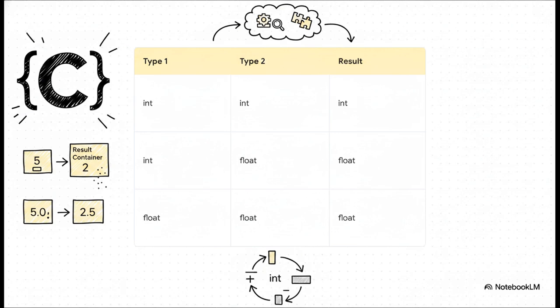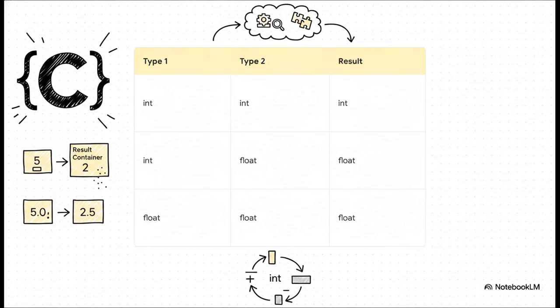The compiler operates on this strict system of type compatibility. If you do math with two integers, the result will always be an integer, period. For example, if you tell C to divide the integer 5 by the integer 2, the answer it gives you is exactly 2, not 2.5. Why? Because an integer container literally cannot hold a decimal, so C just drops that fractional part entirely.